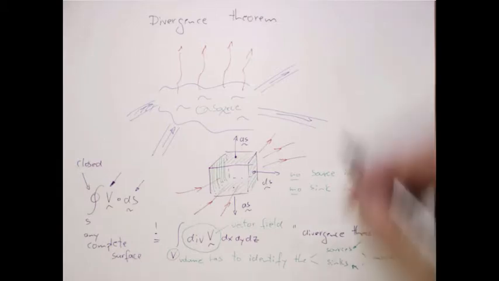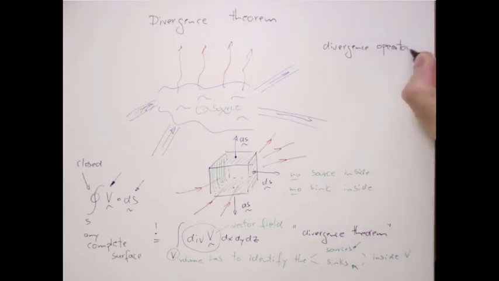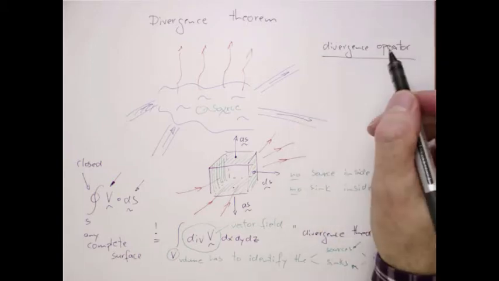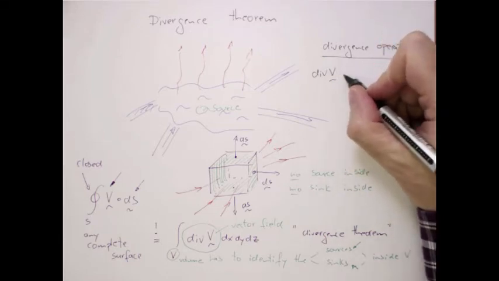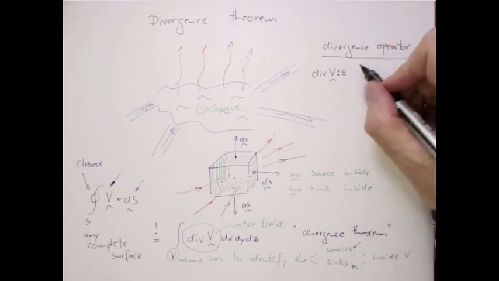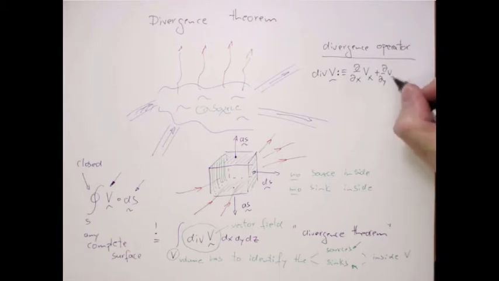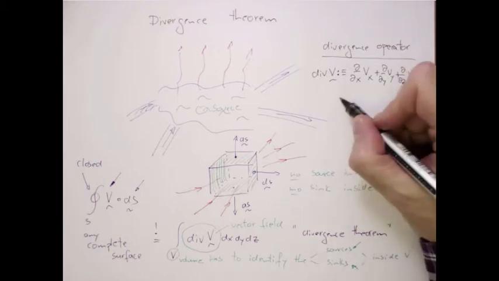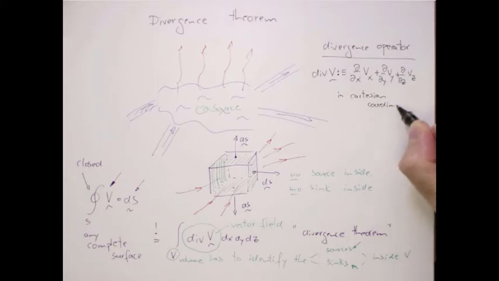How can this divergence operator possibly identify if something is added or subtracted? It has to look for change, and it does that by doing the following differential operation. So the divergence of a vector field is defined as the partial differentiation with respect to x of the x component of the vector field plus the partial differentiation with respect to y of the y component plus the partial differentiation with respect to z of the z component of the vector field. And this is of course in Cartesian coordinates. In other coordinate systems, spherical or cylindrical, the divergence operator will have a slightly different form.